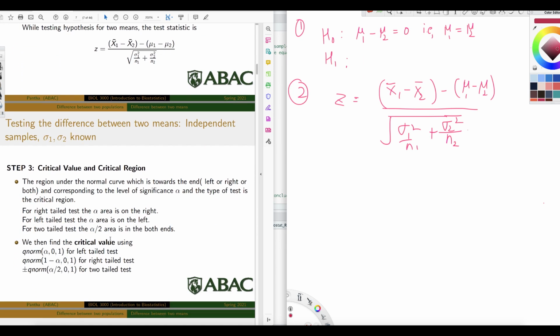Number three is the critical value and the critical region. Again, to find the critical value or the critical region, it depends on whether it is left tail or right tail. I can do it with two different methods: the p-value method and the critical value method. The critical value method is the alternative method.